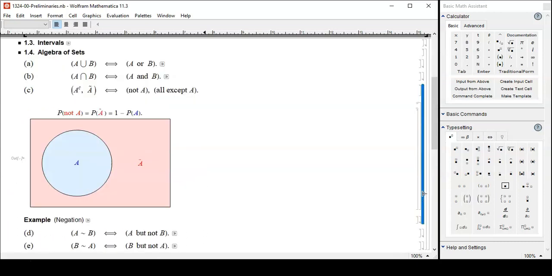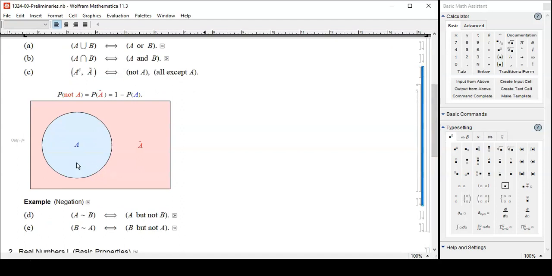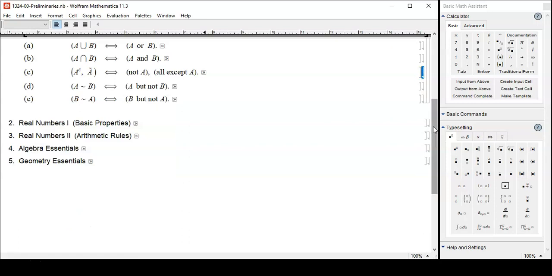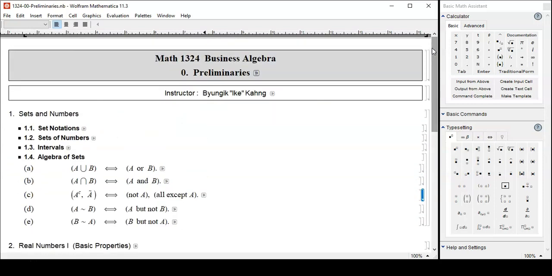Next, complement. Not A, all except A, like this, A, but all except A. And the outer rectangle is the universal set, the domain we are going to consider. If nothing is specified in this course, we are going to consider all the real numbers. And for the notation, we use the C notation or the tilde A notation or just bar notation, straight. There are many other notations.